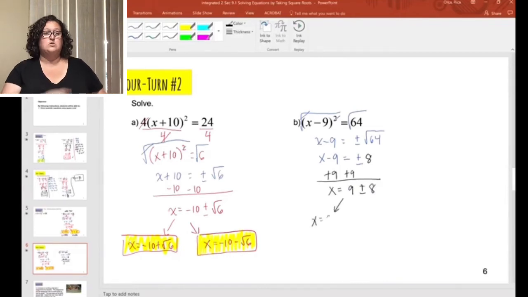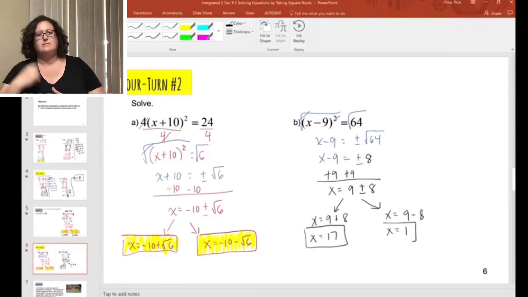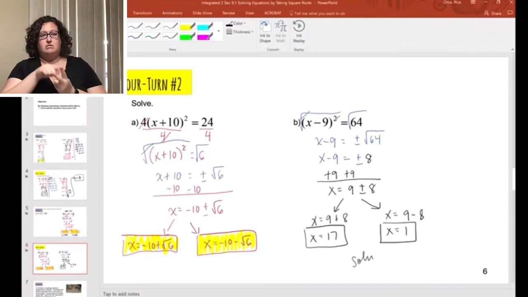So x equals 9 plus 8, and x will equal 9 minus 8. 9 plus 8 is 17, and 9 minus 8 is 1. And those are our solutions. X equals 17, and x equals 1.